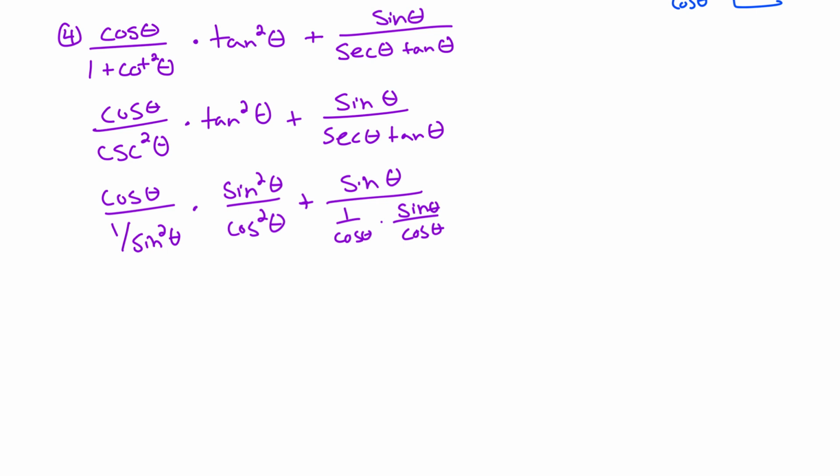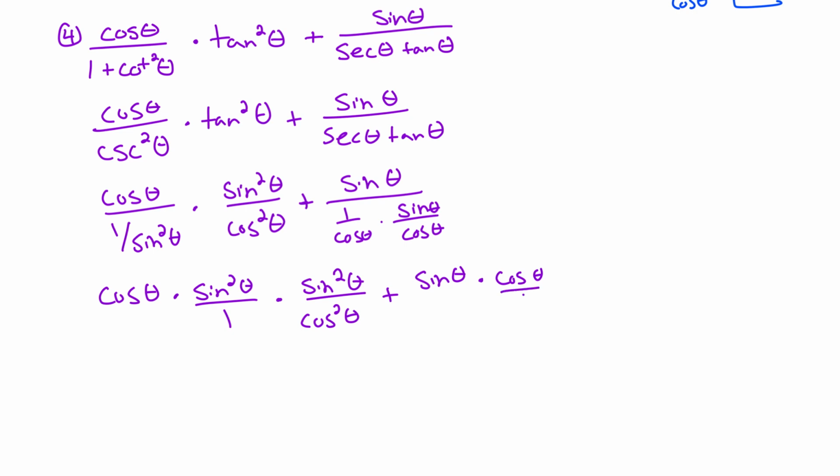I don't like that I have so many fractions inside a fraction, so I'm going to just turn them into multiplication by the reciprocal. So the first fraction, instead of being cosine of theta divided by 1 over sine squared of theta, it's going to be times the reciprocal, which is sine squared of theta over 1, times sine squared of theta over cosine squared of theta plus sine of theta times the reciprocal of both of those fractions on the bottom, which is cosine of theta over 1 and cosine of theta over sine of theta.